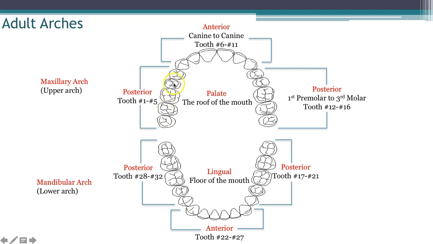For the upper right, it'll be tooth number 1 to 5. On the upper left, it'll be tooth number 12 to 16. Bottom left, 17 to 21. And bottom right, 28 to 32. So there you have it: our upper arch, our lower arch, lingual, palatal, anteriors, and posteriors.